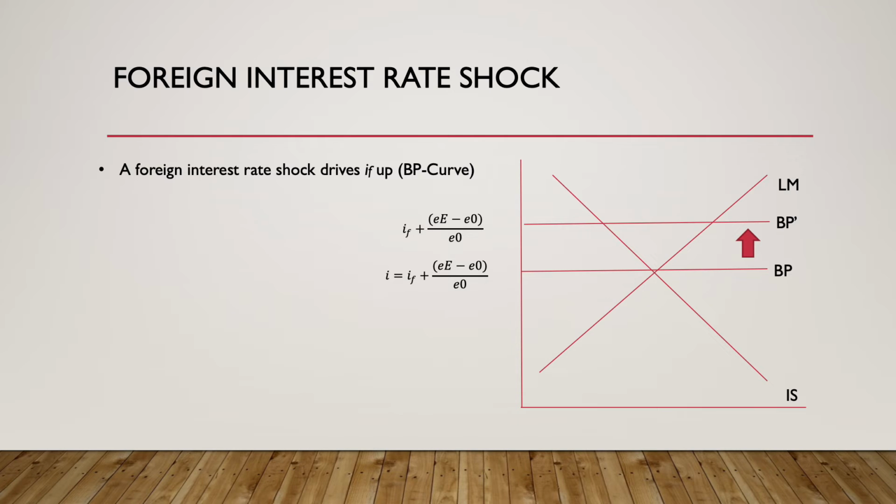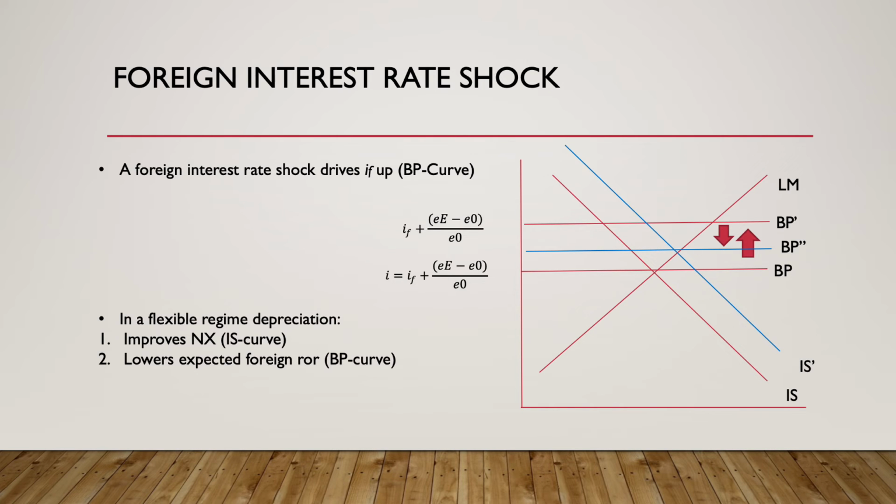The foreign interest rate shock, let's look at this in the case of a flexible exchange rate regime. First, we know that that foreign interest rate increased, and that caused the BP equilibrium to shift up. This left us with capital outflows. Those capital outflows put a pressure towards currency depreciation. In the case of a flexible exchange rate regime, that depreciation has two effects. On the one hand, it improves your net export position, and the IS curve shifts to the right. On the other hand, it lowers the expected rate of depreciation and causes the overall foreign rate of return to decline, and the BP curve shifts down somewhat.